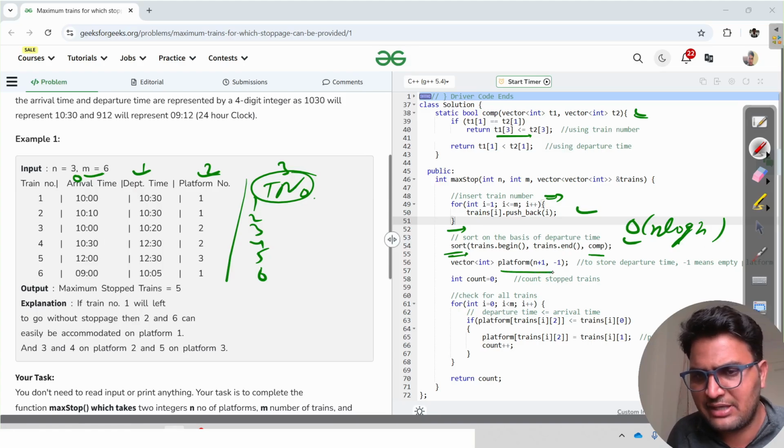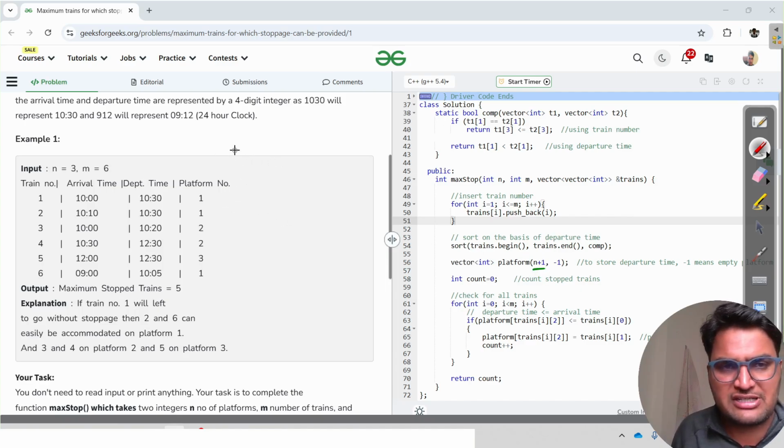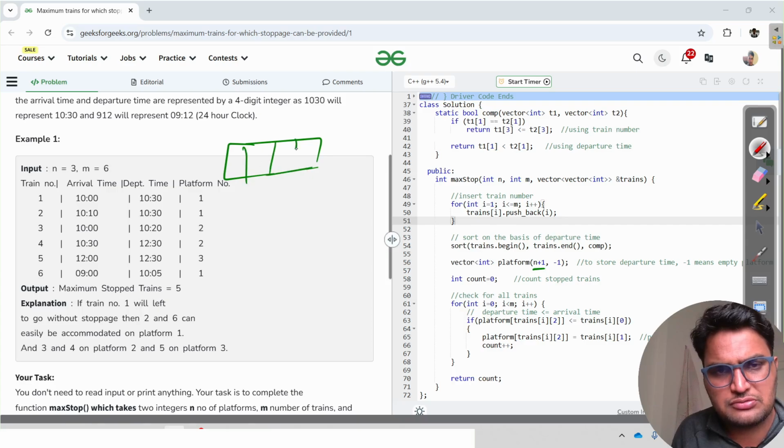And after this I am having the one platform array here. This is an integer vector, right. Here I am taking n plus 1. Why am I taking n plus 1 here? Because you can take an n size array, or you can take n plus 1. Here I am taking n plus 1 because, for example, we have the vector 0 1 2 3, correct. So I am not basically using this 0th index, right?